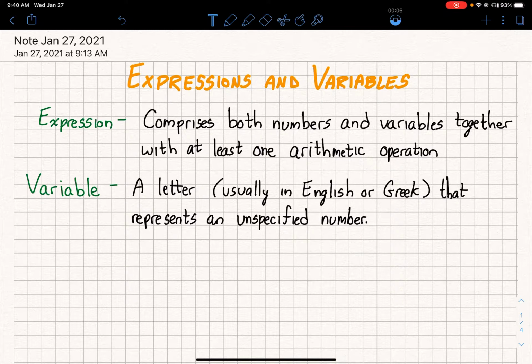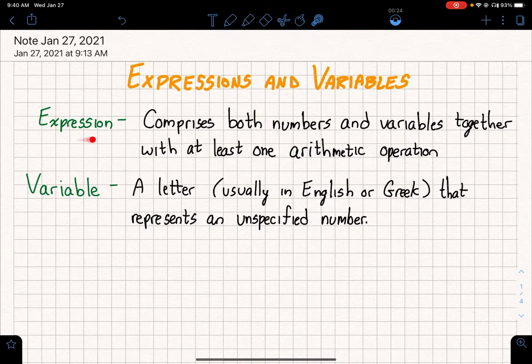Today we're going to be talking about the Algebra 1 subject of expressions and variables. Very easy subject. This video won't take very long. Before we begin, we're going to go over some definitions. The only two definitions we need to know for this video are expressions and variables.